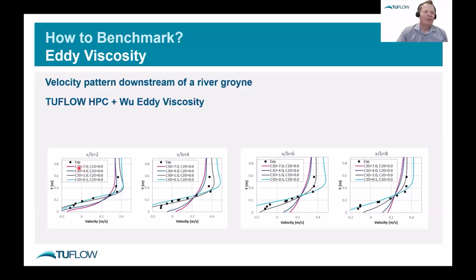the 3D coefficient. And for these different transects, this one, x on b equals 2, is the one that's closest to the groin, and then the right-hand one at the other end is the one that's well downstream. You can see that the velocity field does begin to recover as you move your way downstream. You get the best results with a 3D coefficient of around about 1 or so. So this is another test case that you can use to try and benchmark your eddy viscosity model.